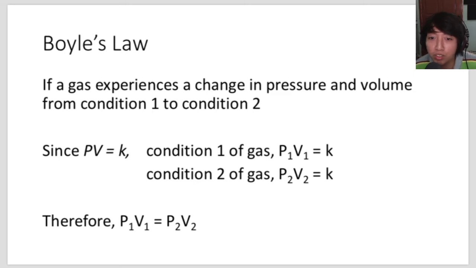So since in both situations we have the same mass of gas, meaning the same number of molecules, and the same temperature, the only thing that changes is the pressure and volume. Okay? So since it's the same mass and temperature for both situations, we can assume that PV for the first situation equals PV for the second situation. Therefore, P1V1 equals P2V2. We'll take a look at the example question right after this.